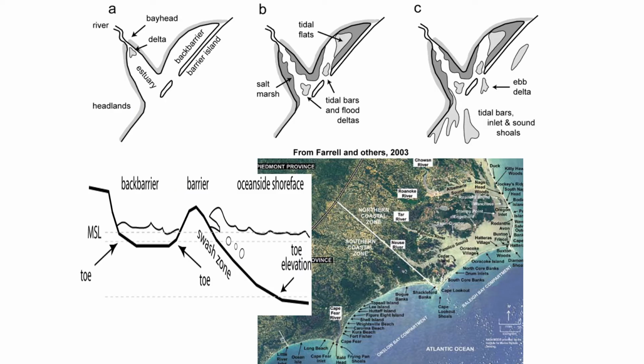These are some images of how barrier islands are set up. The back side of the barrier island is called the back barrier. You have two areas called the toe, and then you have the barrier island and the ocean side shore face. You also have the swash zone. All right. In these areas, you can see the formation of tidal flats, salt marshes, tidal bars, and flood deltas. And then you see inlets, tidal bars, inlets, and sound shoals, and also an ebb delta can form.